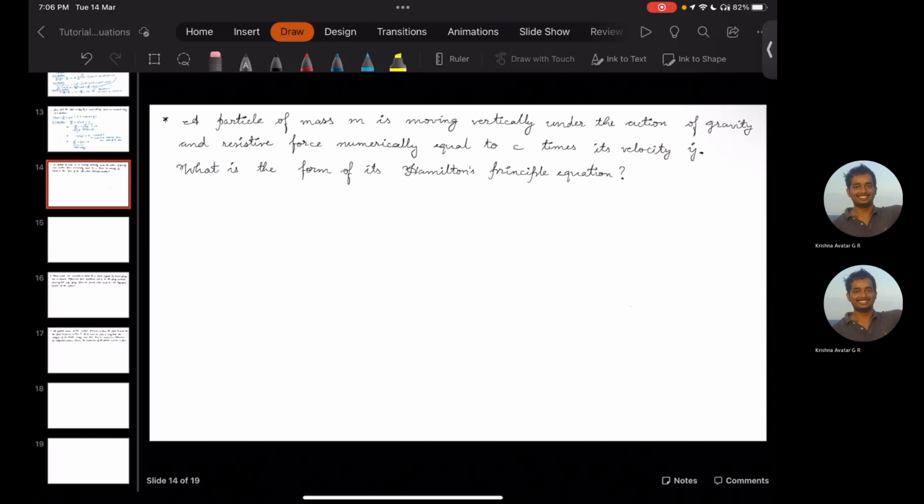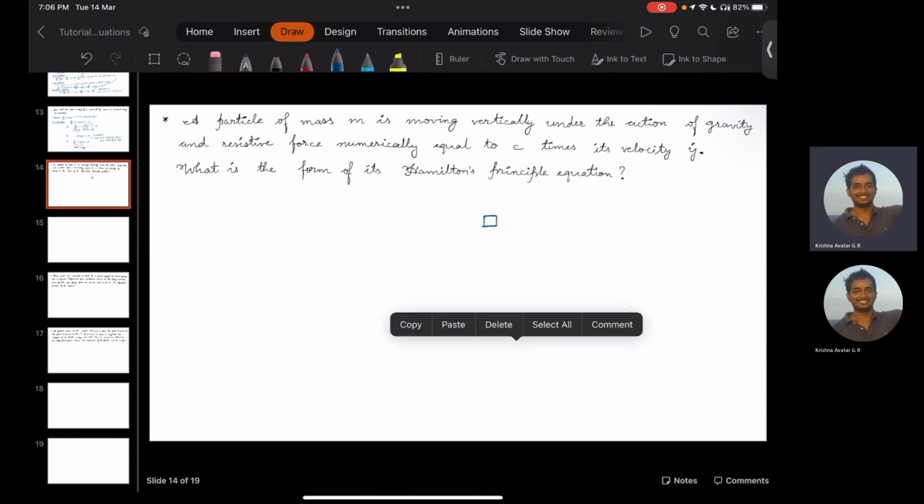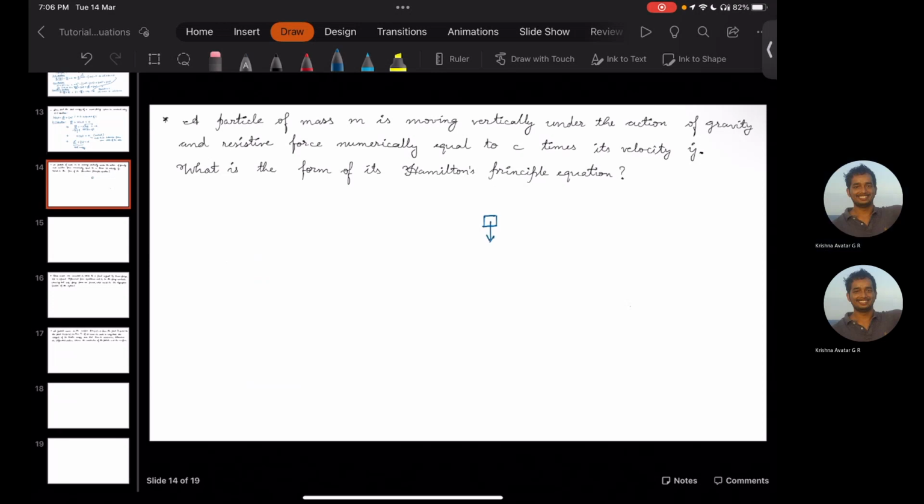Okay, so I think you have understood the problem here. The question says that you have to determine, the first thing, it's moving vertically under the action of gravity. Fine. Say a particle of body mass, it's moving vertically under the action of gravity. So gravity will pull it down.